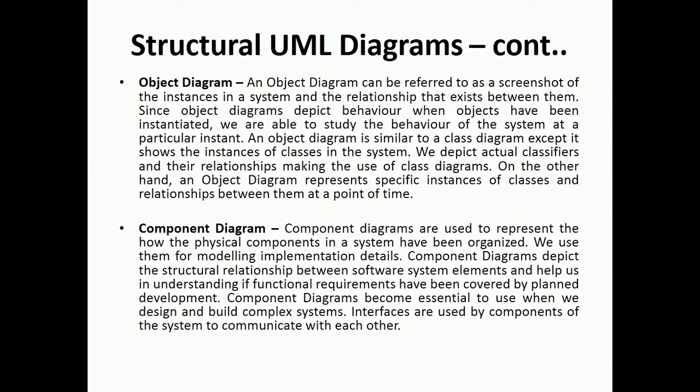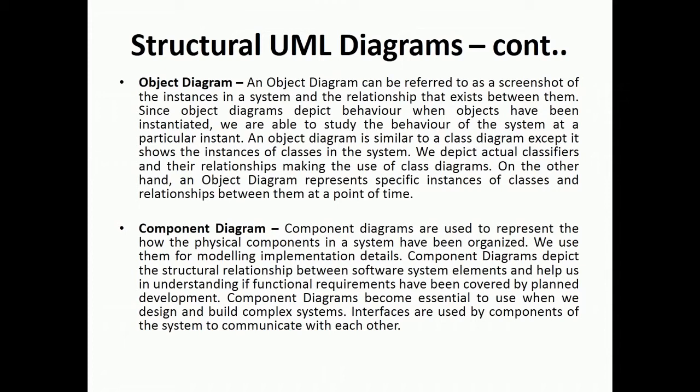An object diagram is similar to a class diagram, but there is a difference. It shows the instances of the classes in the system. We depict actual classifiers and their relationships, making use of class diagrams. On the other hand, an object diagram represents specific instances of classes and relationships between them at a point of time.